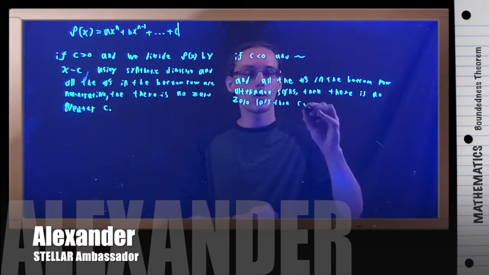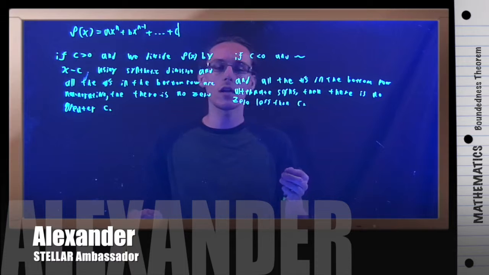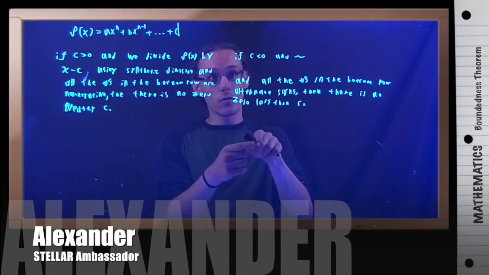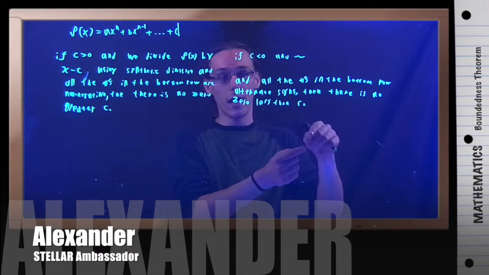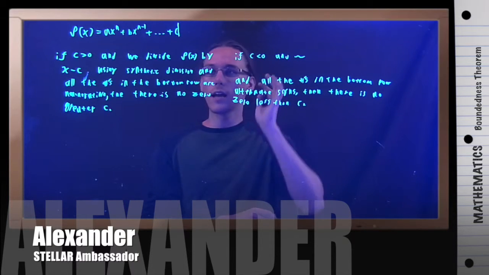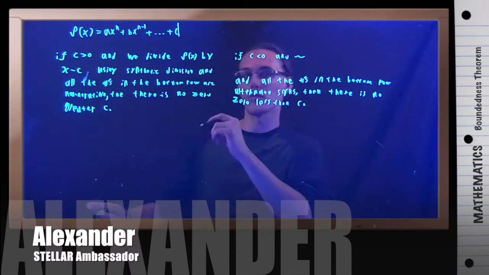So say I divided by negative 2, and then when I do my synthetic division, I got positive 1, negative 3, positive 2, negative 7, positive 8, negative 4, for example. Because the signs all alternated, then I would know that there is no 0 to that polynomial less than the negative 2 that I divided by.